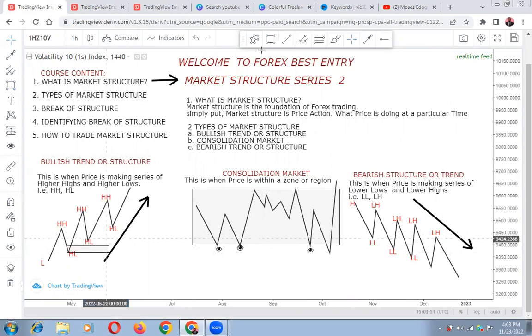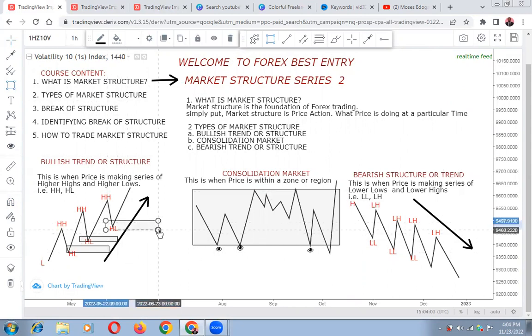You don't want to start selling when the market is buying. You want to wait for price to come down, retrace down, and then you join the buy from here. This is how you trade a bullish structure.